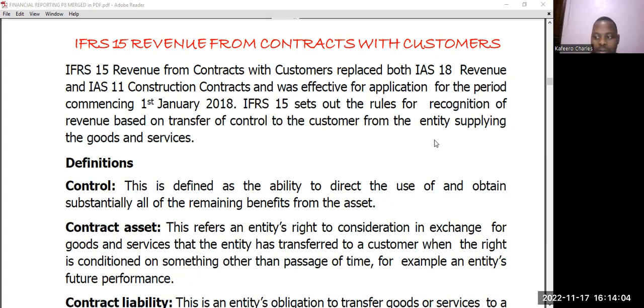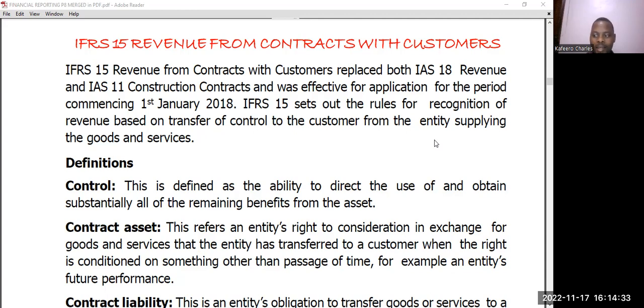This is CPH House Cafe, and today we are going to continue with our series on financial reporting. And our topic for today is going to be IFRS 15, that is revenues from contracts with the customers.